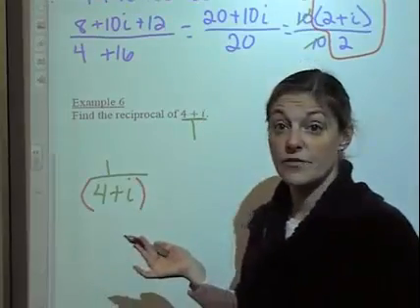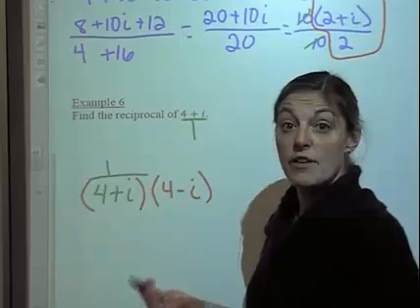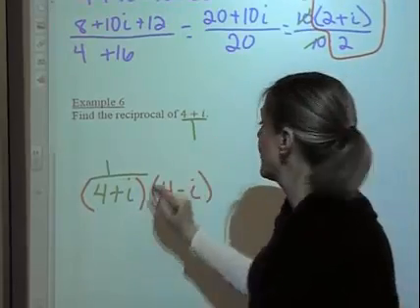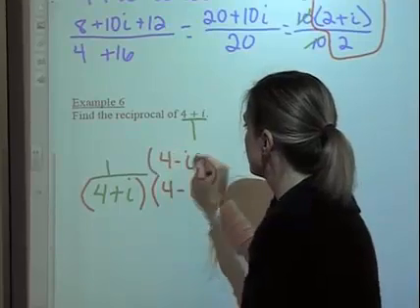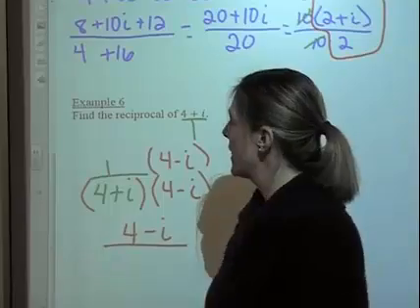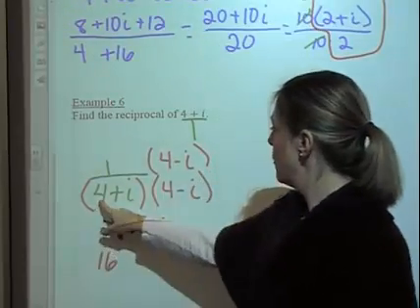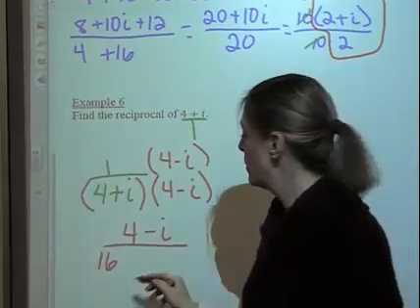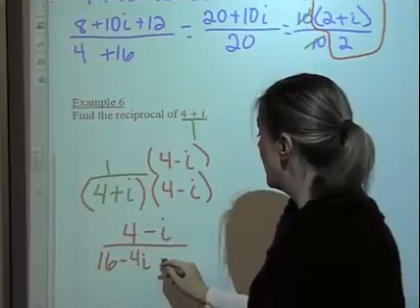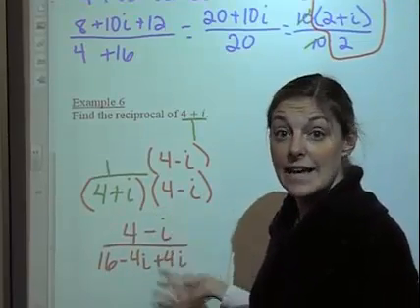Remember, we're looking for the difference of squares. So we want to multiply by 4 minus i. And then whatever we do to the denominator, we have to do to the numerator. So that gives us 4 minus i in the numerator. 4 times 4 is 16. 4 times negative i is negative 4i. i times 4 is 4i. And then i times negative i is negative i squared.